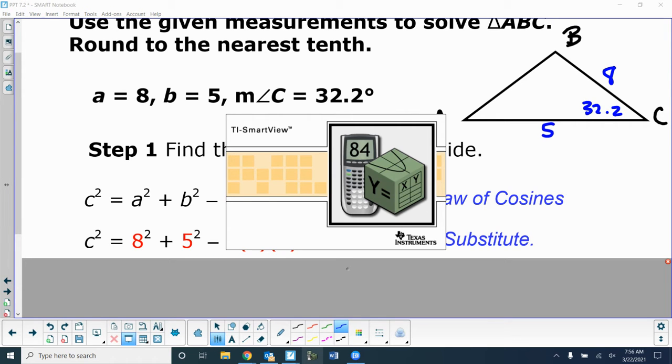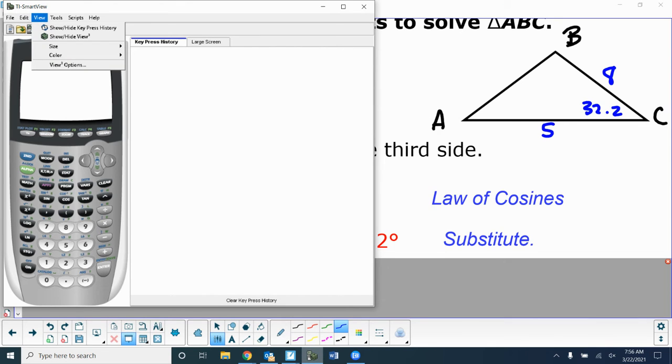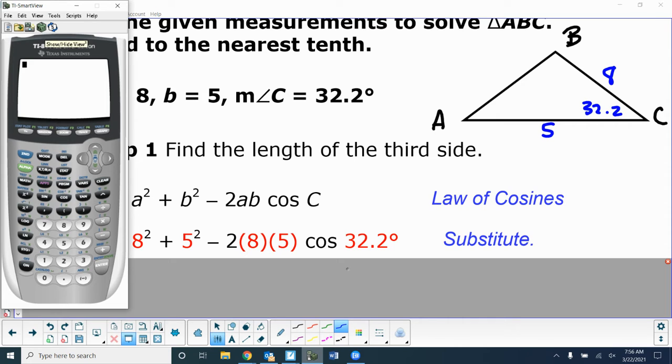All right, and when it's this situation, you can put all that in your calculator just like that. So 8 squared plus 5 squared minus 2 times 8 times 5 times the cosine, now remember, not sine, 32.2, and close it up. You put all that in the calculator. Just hit enter. You get that number.